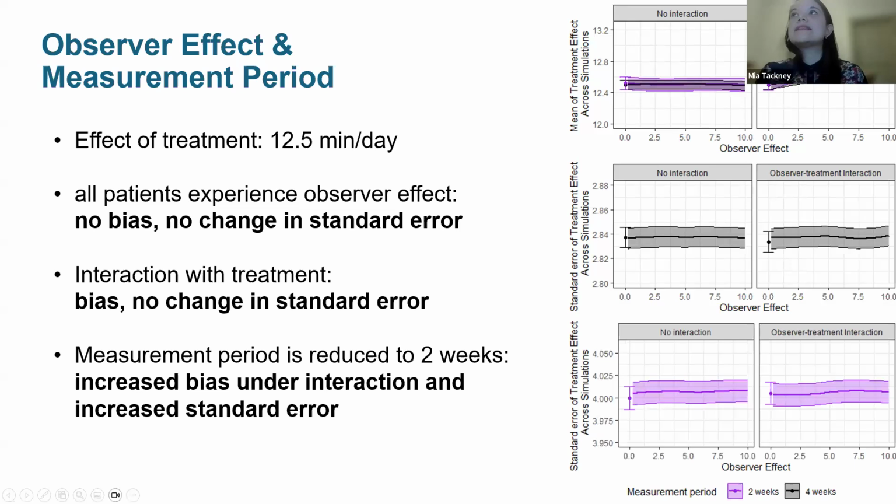You can see that the bias becomes increased when you have this observer-treatment interaction. And overall, the standard error is much larger. Previously it was around 2.8, and now it's around 4. So we're seeing here how the measurement period can really impact the standard error of the treatment effect.